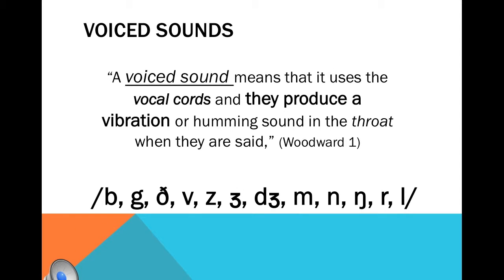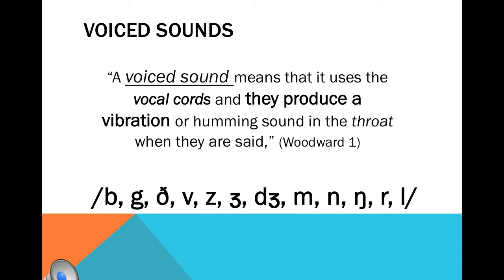Now, before we can jump right into the rules, there are some bases we must first cover: voiced and voiceless sounds. The understanding of these key terms is crucial in deciphering the correct ending pronunciation for regular past tense verbs. First, we will begin with voiced sounds. A voiced sound uses the vocal cords in order to produce a vibration or humming sound within the throat.